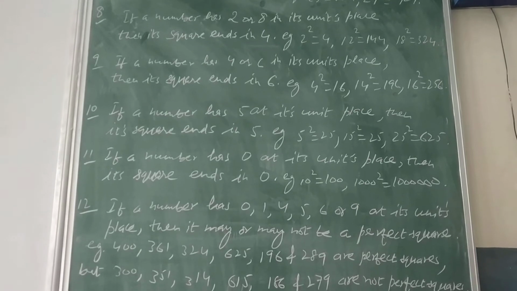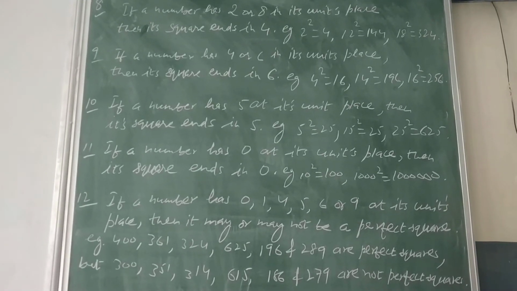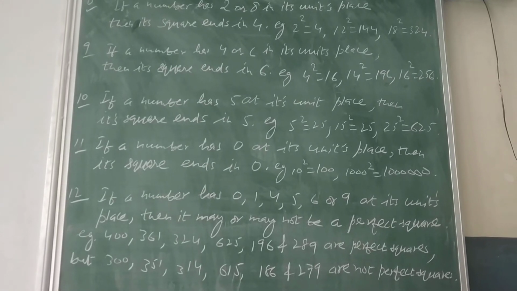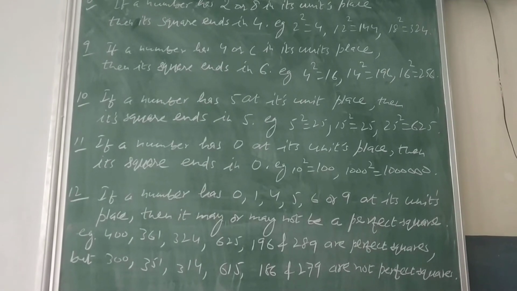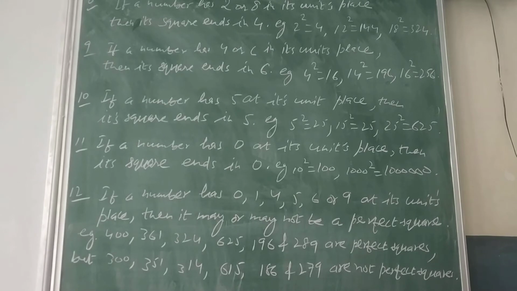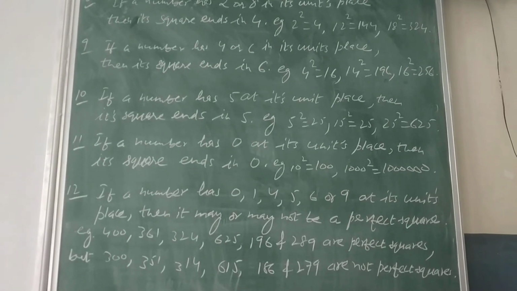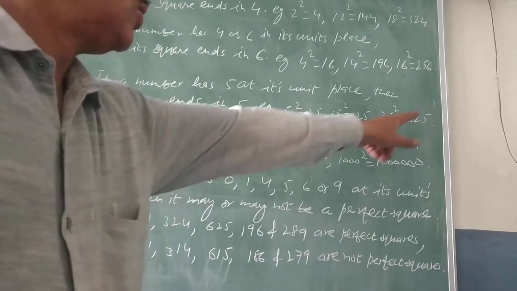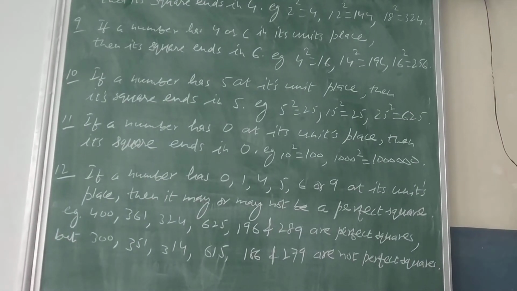And the square of 5 always ends with the resulting number at unit place 5. Anytime you take the square of 5 or the number ending with digit 5, the square will also be ending with digit 5. Here I have given the example 5 square, 15 square, 25 square. All these numbers are ending with 5.